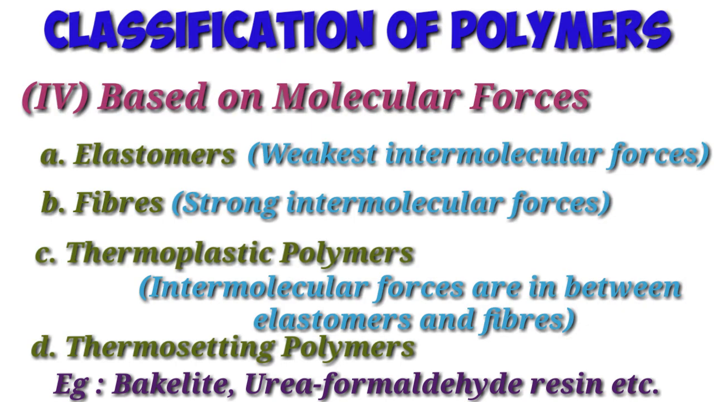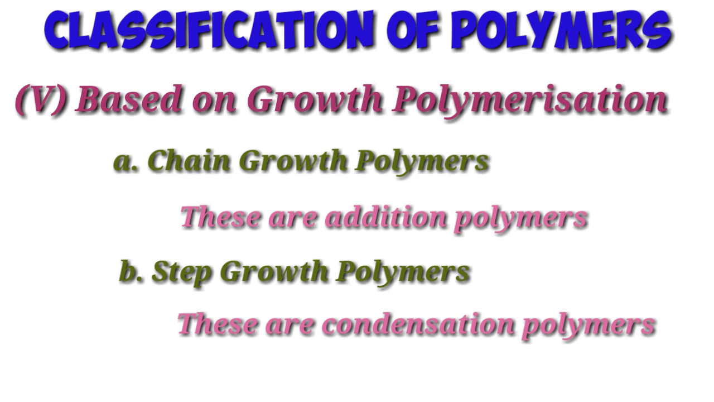Next category is the classification based on growth polymerization. The addition and condensation polymers are nowadays also referred to as chain growth polymers and step growth polymers depending on the type of polymerization mechanism they undergo during their formation. These are the classifications of polymers.